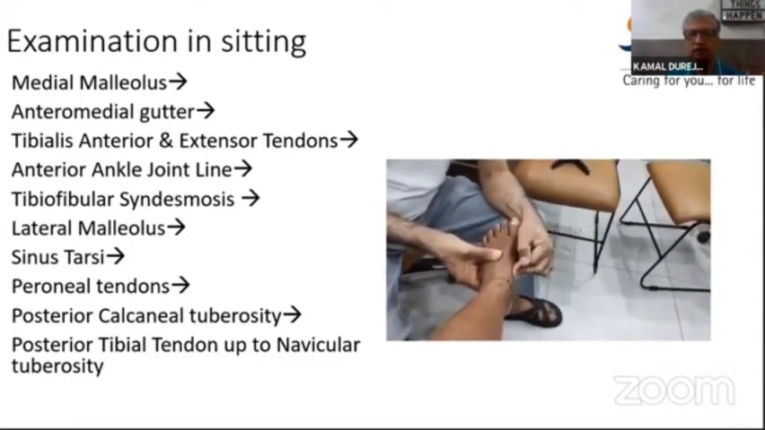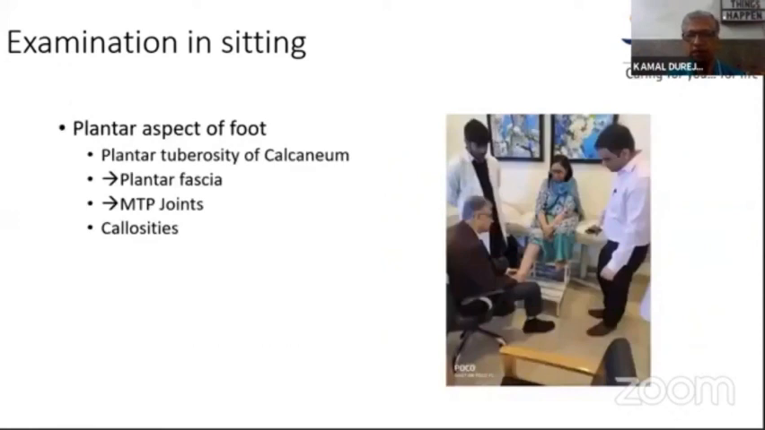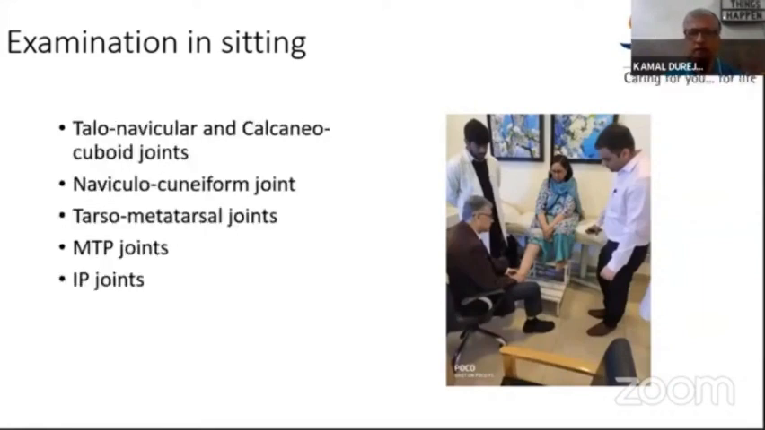That completes a quick examination from the front, and then I start looking at the plantar aspect of the foot. The plantar tuberosity of the calcaneum is felt, the plantar fascia is felt, and you palpate right up to the MTP joints. You feel for the callosities on the plantar aspect of the foot and note them.